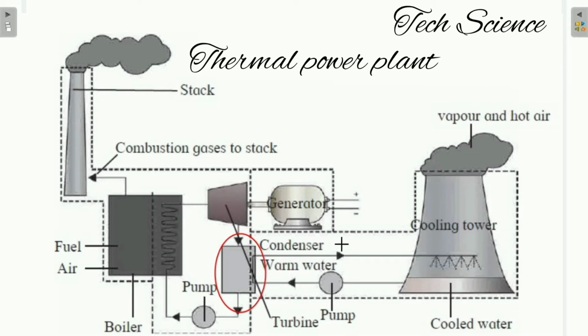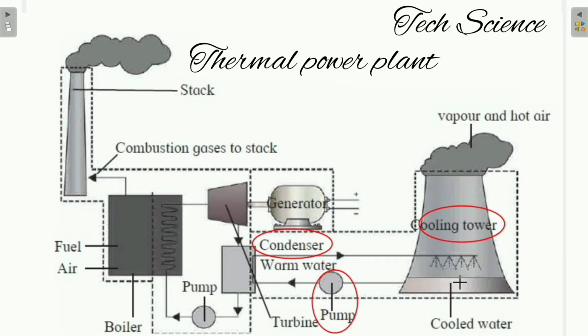For this reason we have two things. Number 1, we have the condenser, and number 2, we have the cooling tower. So with the help of this condenser, we cool that steam by taking out heat from it, and this heat will be given to the water which is present in the cooling tower.